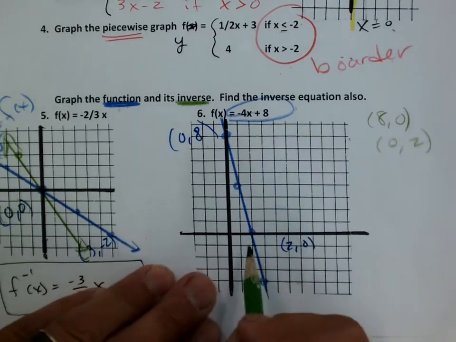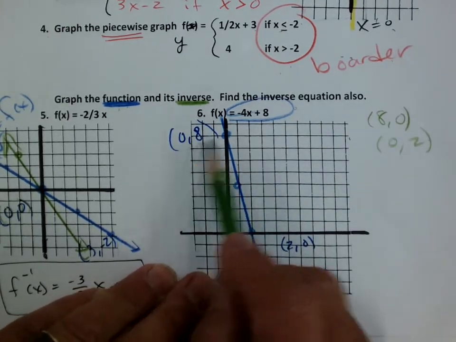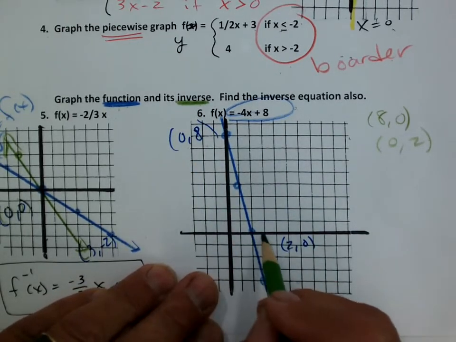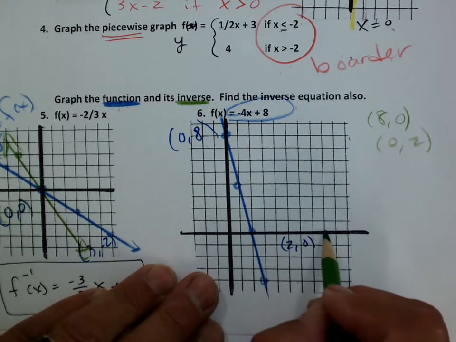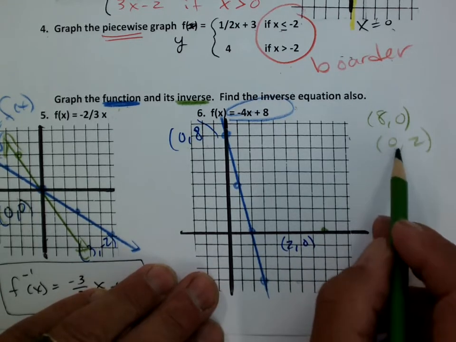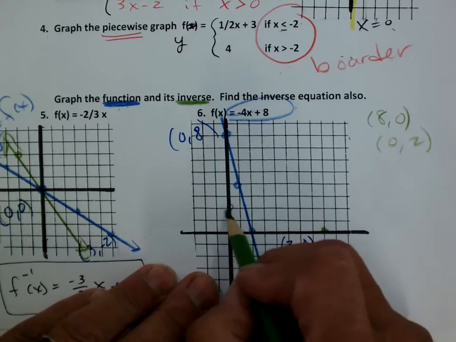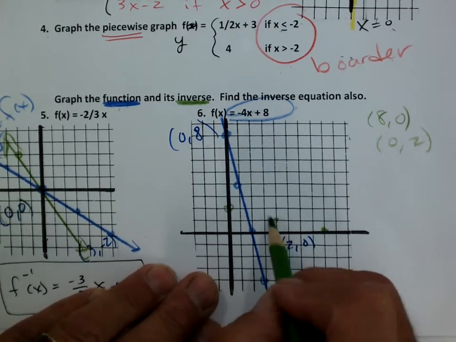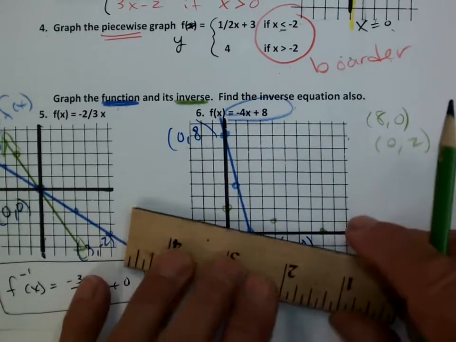Let's graph those. 8, 0. So I switched them. It's the inverse, right? 1, 2, 3, 4, 5, 6, 7, 8. And 0, 2 is here. And 1, 4 becomes 4, 1 there. Go ahead and graph that line in right there.